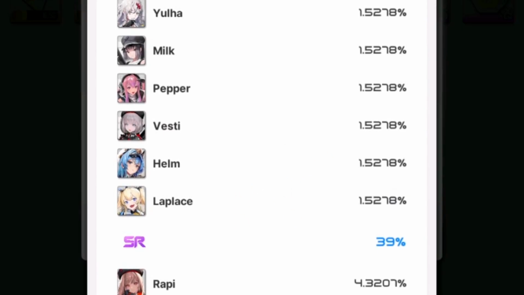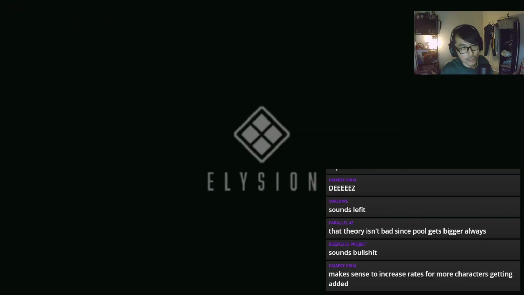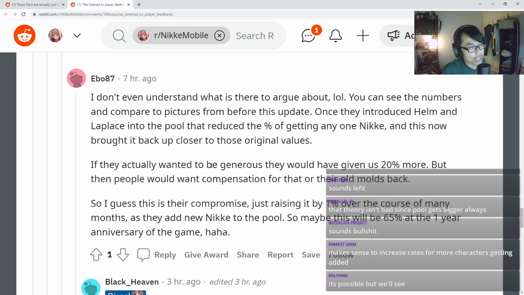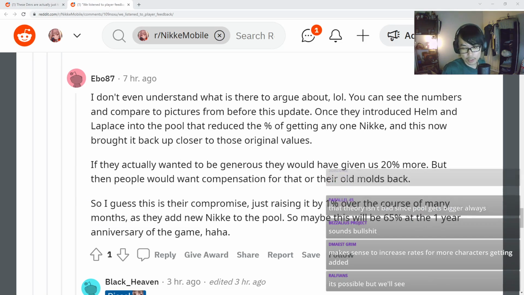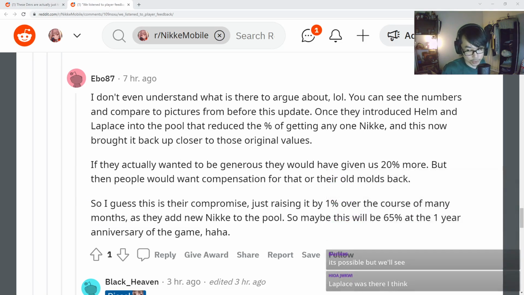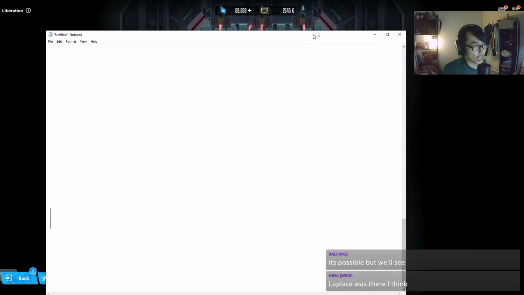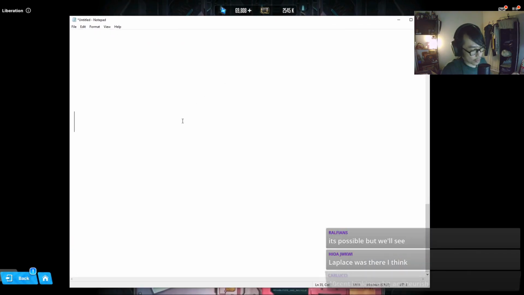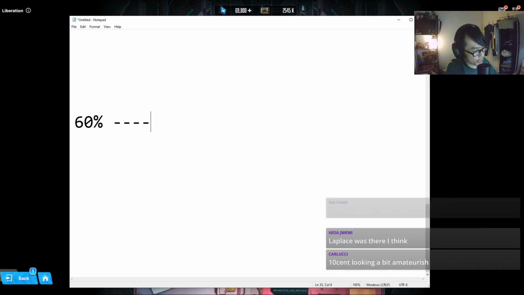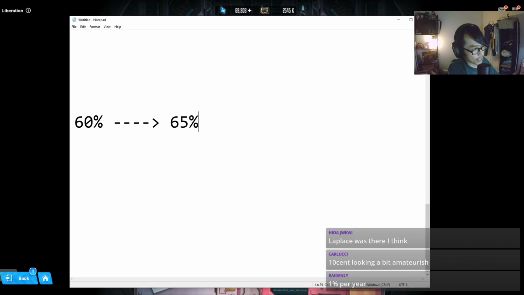That theory isn't bad since the pool gets bigger anyways. So I actually do think there's some sort of truth to this theory, that they do intend to increase it more eventually. They plan to do it more eventually. Maybe the goal is, right now it's 60%, right? Maybe the goal is eventually 65%.